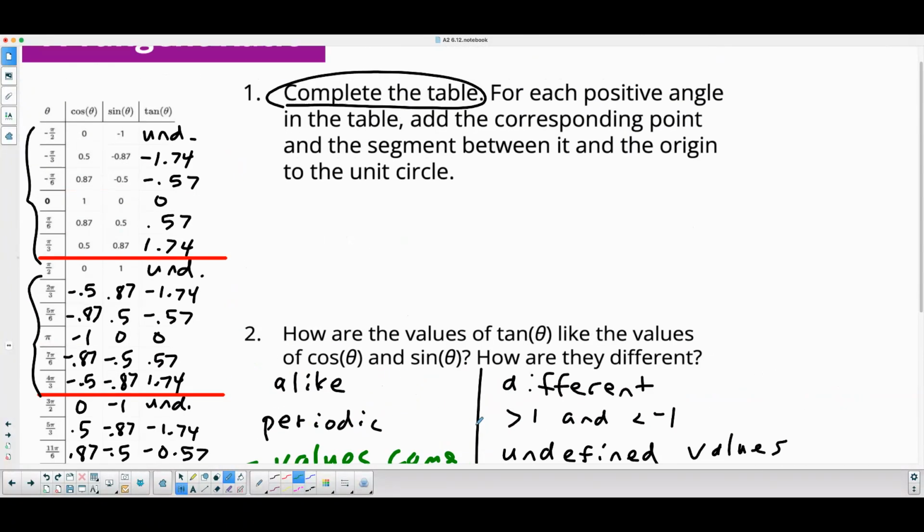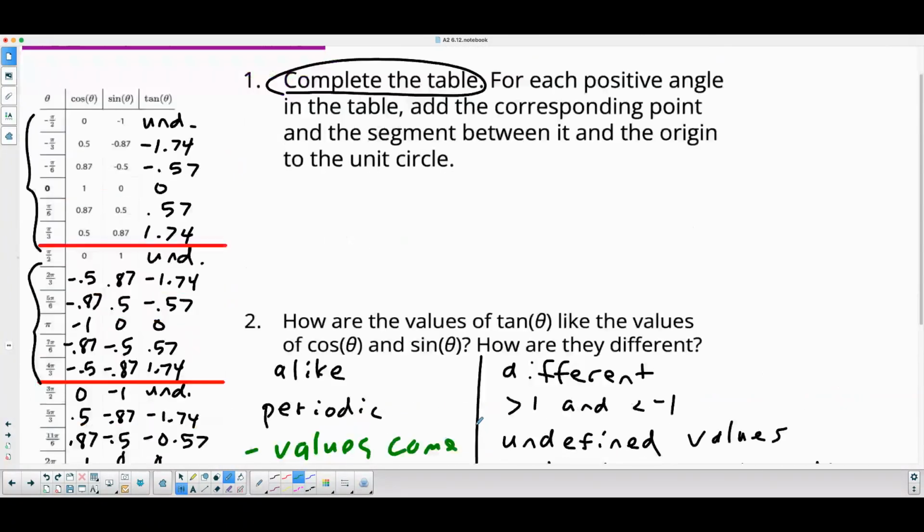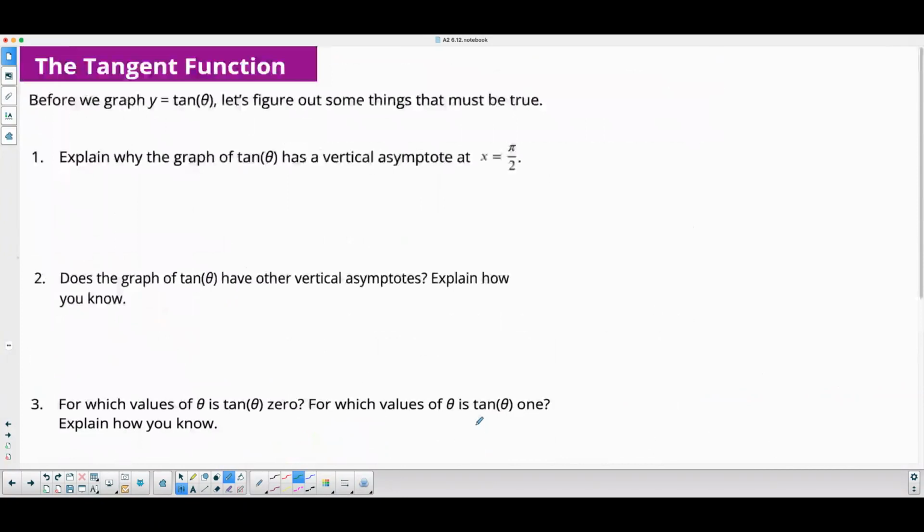Before we graph this and take a look at what a tangent graph looks like, we have a couple questions here. So before we graph tangent theta, let's figure out some things that must be true. Explain why the graph of tangent theta has a vertical asymptote at x equals pi over 2. That should be theta equals pi over 2. I don't like how they change the variables. They use theta here and then they change it to x. So let's keep that as theta equals pi over 2.